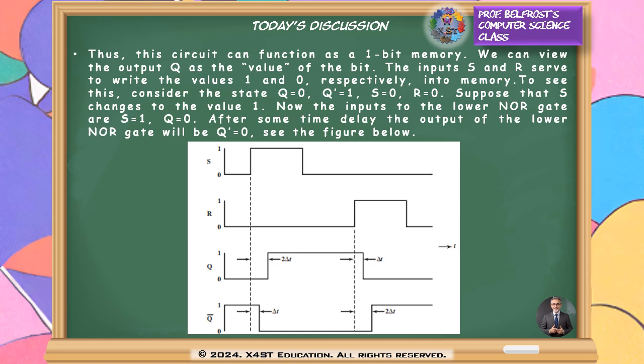Suppose that S changes to the value of 1. Now the inputs to the lower NOR gate are S equals 1 and Q equals 0. And after some time delay, the output of the lower NOR gate will be Q not equals 0. Please pay attention to the figure below. Time delay is represented using delta T.